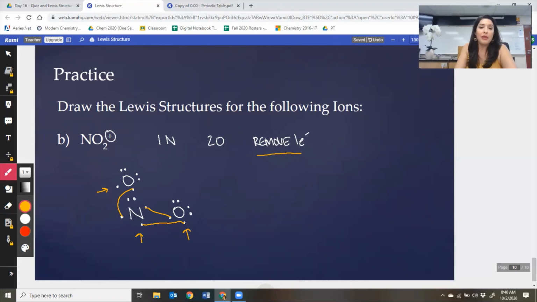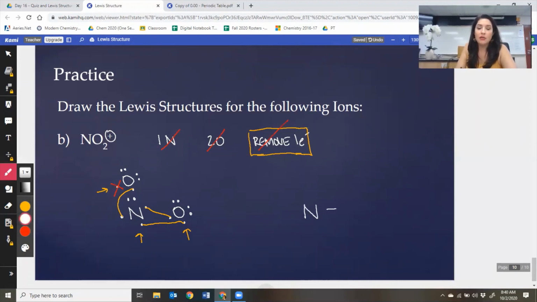Now, I'm still left with this idea of needing to remove an electron. So I'm looking for any electrons that are left over, any that aren't going to be able to form a pair. And I see one right here. So I'm just going to cancel out and remove that one electron. So I've taken care of each of these steps, and I'm ready to clean up my structure.